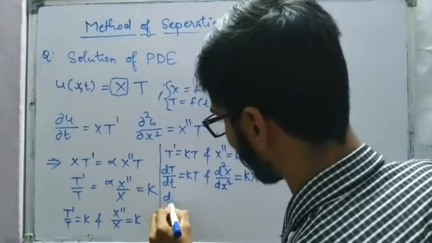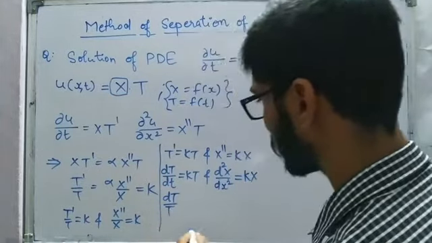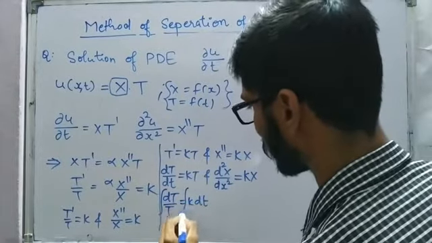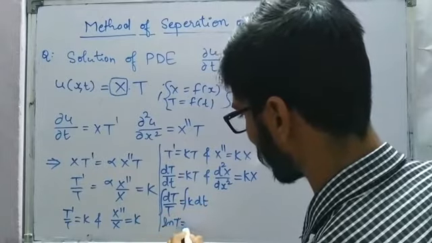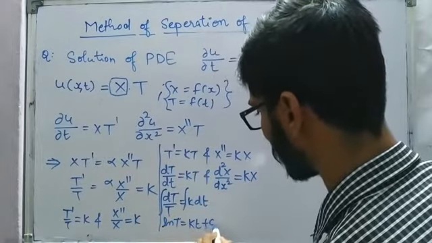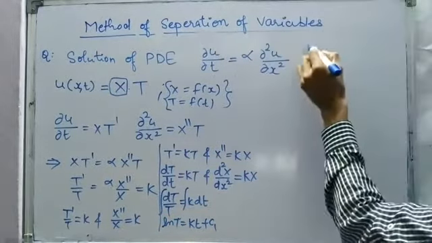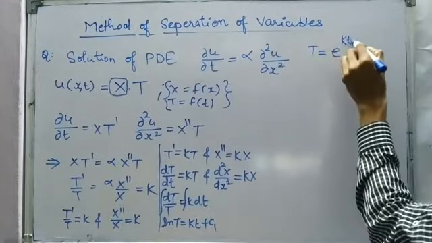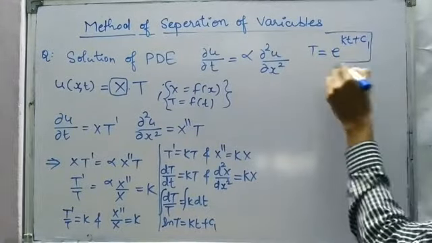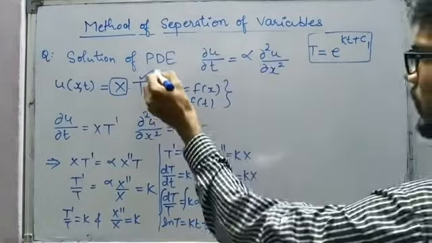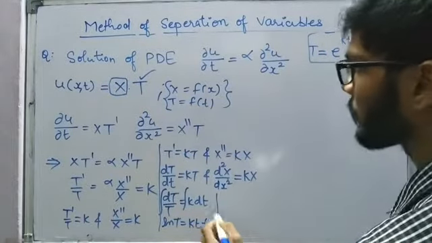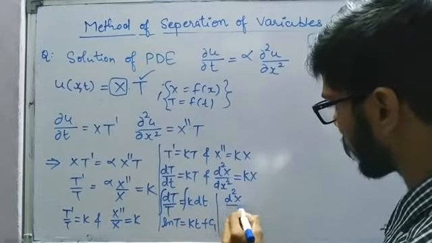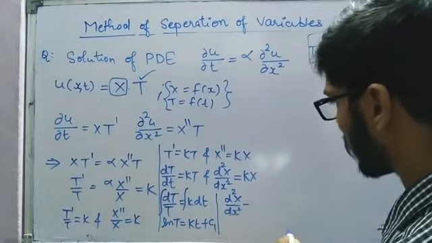So if we take the capital T terms together, it is dT by T is equal to k into small dt, and integrate both the sides, we have ln T is equal to k t plus c1. So from where we are going to have T is nothing but e power (kt plus c1). So we have the capital T here, and now we have to calculate the capital X also, right? To do that, we have to make it in the standard form.